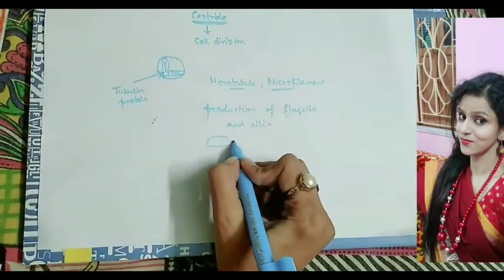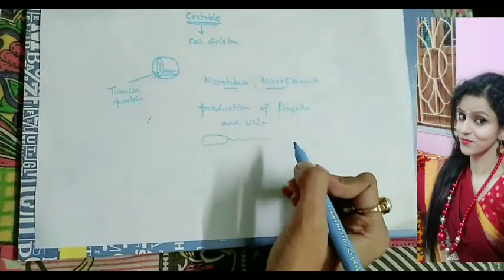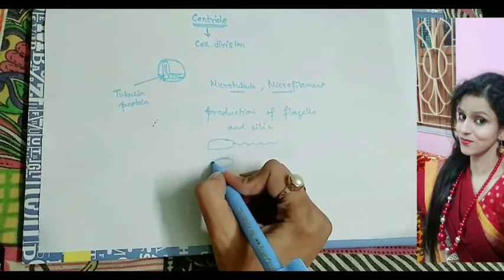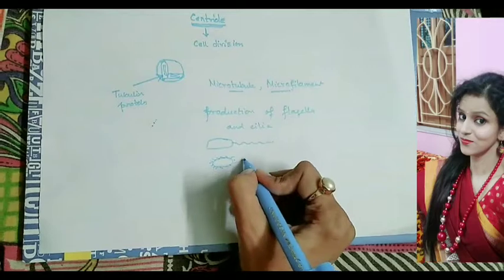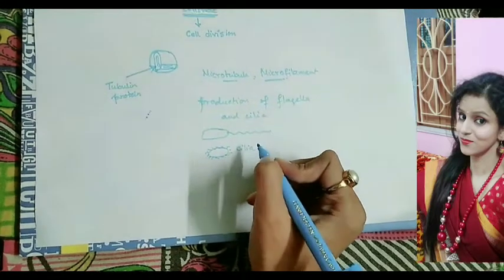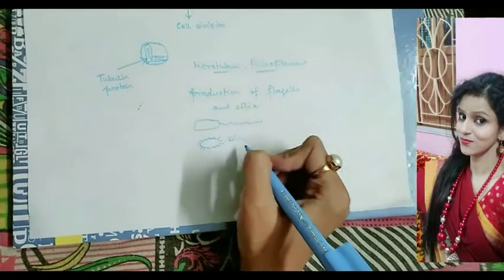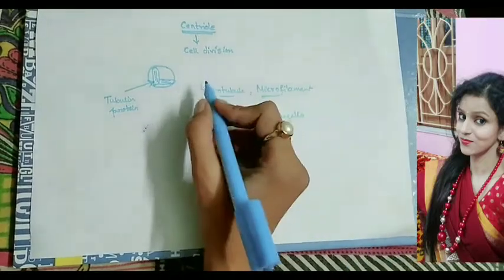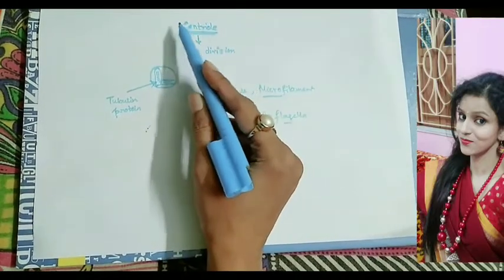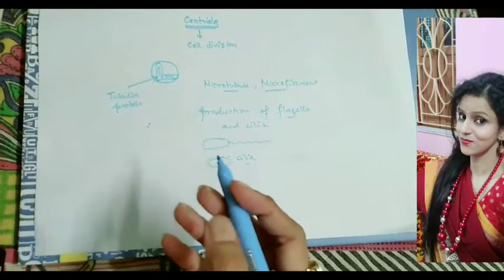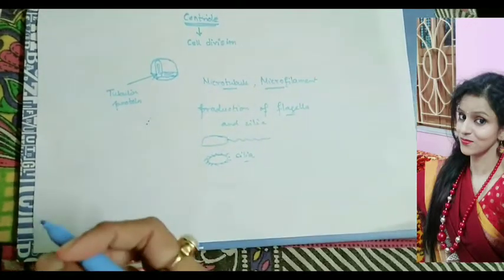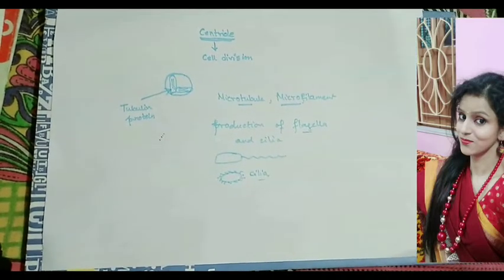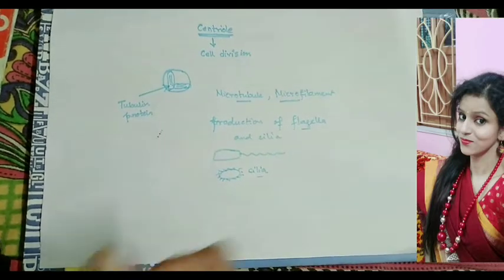Just see the structure. This is actually flagella, which helps in the movement of the cell, and sometimes you will see this type of hairy structure present around the cell, which is known as cilia. Okay, so for the production of this flagella and cilia, mainly this tubulin protein of the centriole is required. So what you have learnt about the function of the centriole: first, that it helps in cell division; number two, it helps in the production of microtubule and microfilament. Okay, as I have already discussed, I will also show you the diagram.